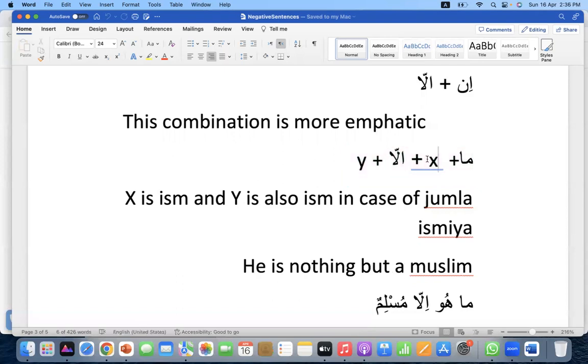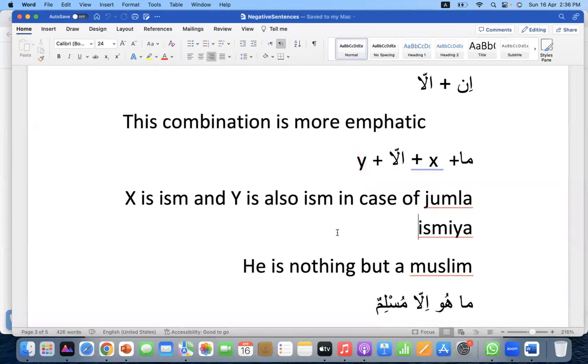You say X does nothing except, or but, Y. So in jumla ismiya, X is nothing but Y. In jumla fi'liyya, it will be X does nothing but Y. In case of jumla ismiya, you will have ma plus mubtada, illa, then again it can be marfu, or if a harf jar comes before it, then it will be jar majroor.